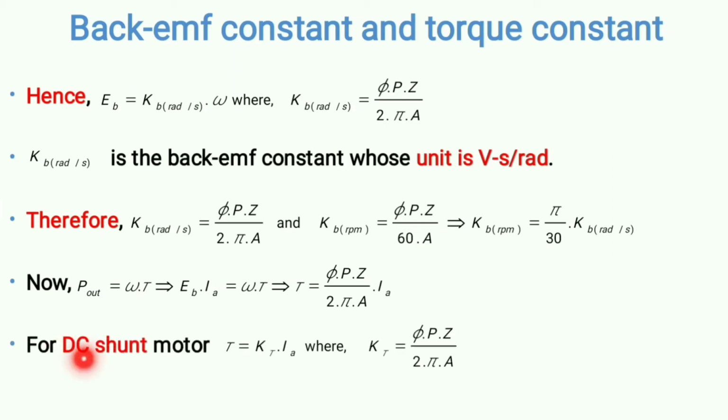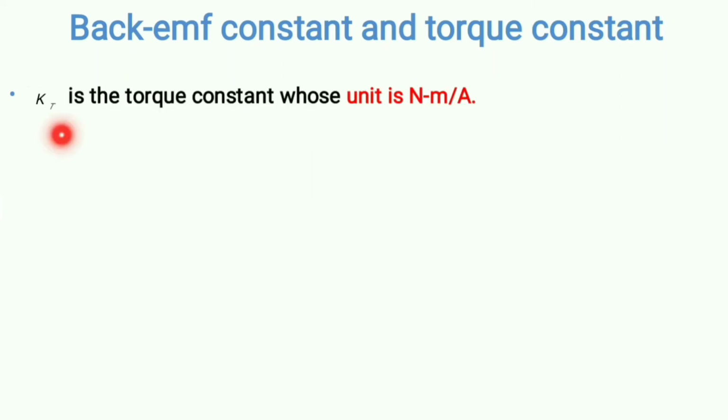For a DC shunt motor, we know torque is directly proportional to armature current because the flux is constant. For a DC series motor, torque is directly proportional to I square. So these small modifications are there, but for a DC shunt motor, torque is directly proportional to the armature current, and KT is nothing but your torque constant, where KT can be represented like this, phi P Z by 2 pi A. KT is the torque constant whose unit is Newton meter per ampere.